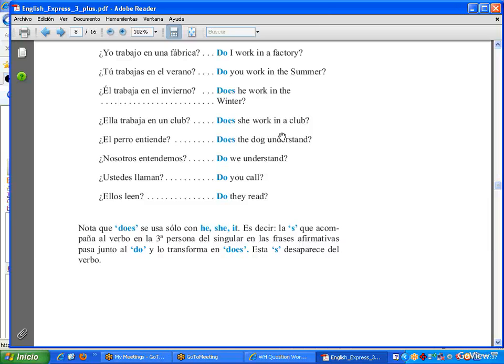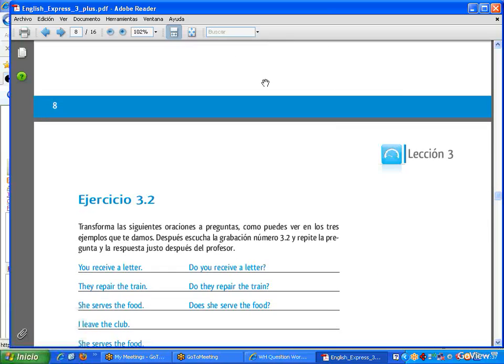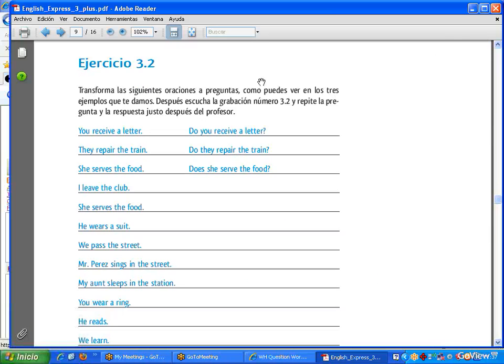Okay, let's look at an exercise, and we're going to learn how to use this properly. So we're going to transform the following sentences to questions. As you can see in the three examples, you receive a letter. Usted recibe una carta. And to make a question, we say, do you? Do you receive a letter?